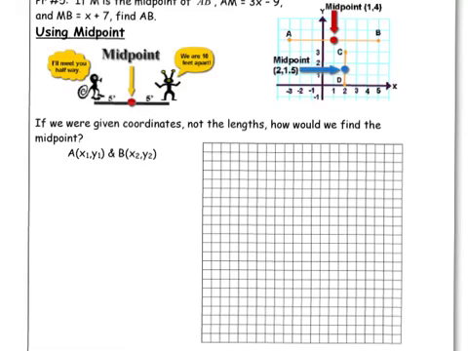Alright, let's continue 1.3 here. We're going to talk about how we can find a midpoint and using a midpoint. So far we just talked about lines going straight left and right and going up and down. Well, what if we have a line at an angle? How can we find the midpoint then? So let's take a look here.